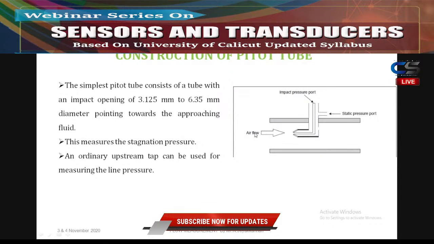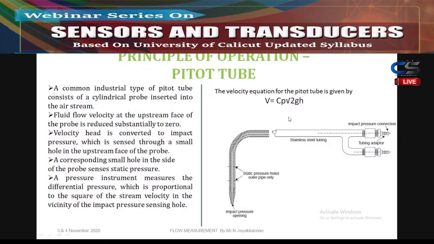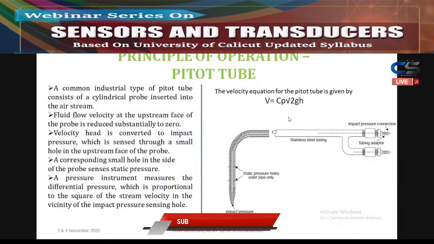Whenever there is an air flow, the static pressure forms in this area and it matches the upstream pressures. So for measuring stagnation pressure, we can use pitot tubes. Pitot tubes are usually made of metals. The fluid flow velocity at the upstream probe is reduced to zero, and for that they put a corresponding hole in the sides of the probe to sense the static pressure.